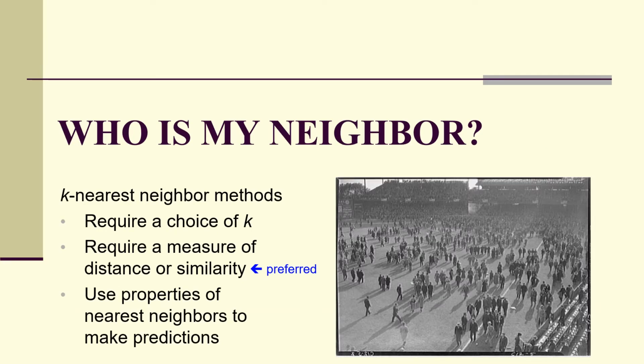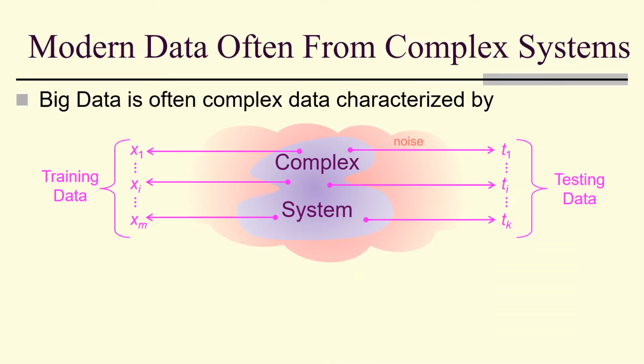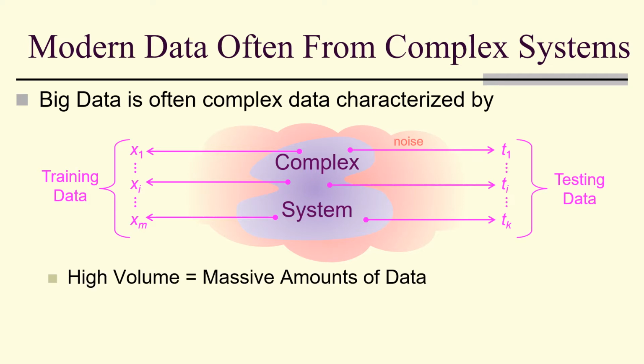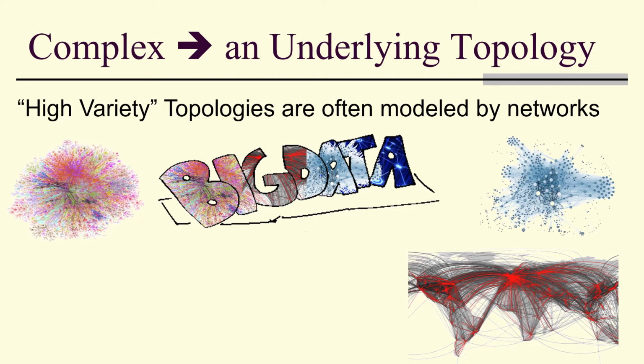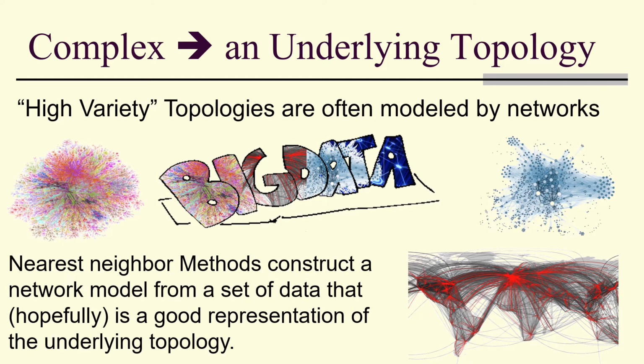But who is my neighbor? So we're going to look at nearest neighbor methods and what it means to actually define neighbor. Big data is often complex: high volume, high variety, high velocity, and the complexity tends to imply an underlying topology. High variety topologies, on the other hand, are often modeled by networks. Nearest neighbor methods construct a network model from a set of data that hopefully is a good representation of the underlying topology. Emphasis on hopefully.